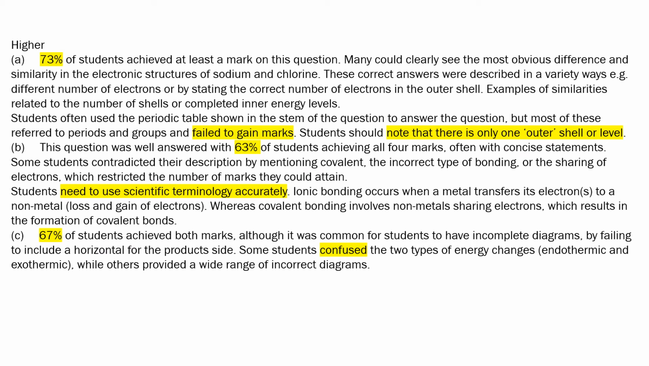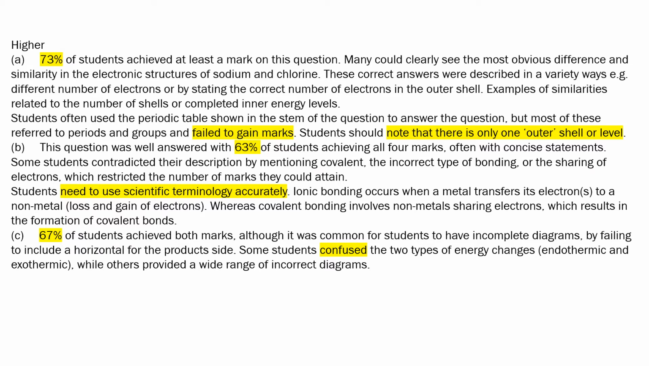Part B. This question was well answered, with 63% of students achieving full marks, often with concise statements. Some students contradicted their description by mentioning covalent, the incorrect type of bonding, or the sharing of electrons, which restricted the number of marks they could attain. And remember, in the question, they actually said, talk about electron transfer. So you shouldn't be talking about sharing electrons at all.